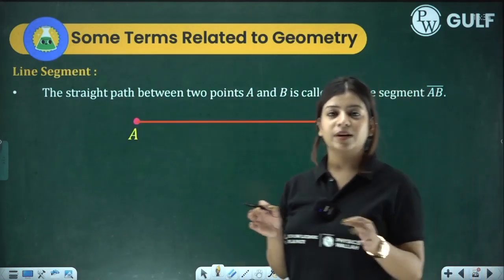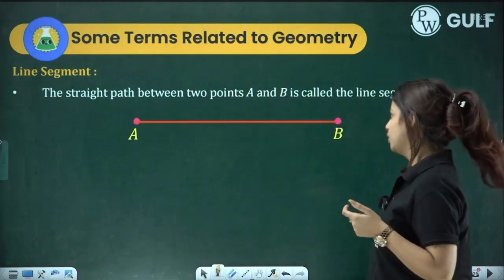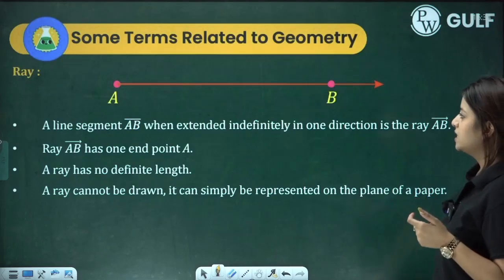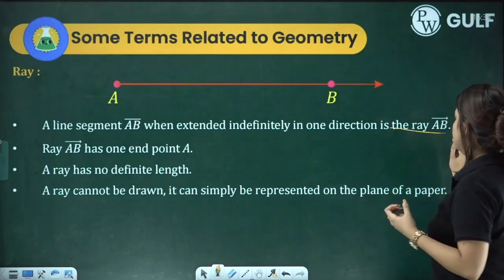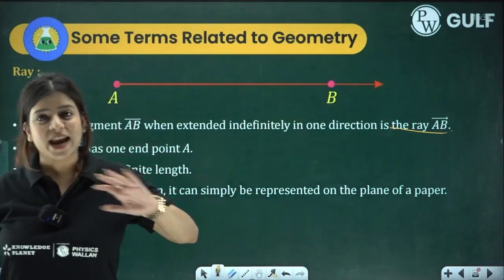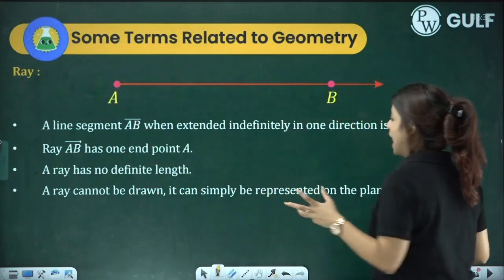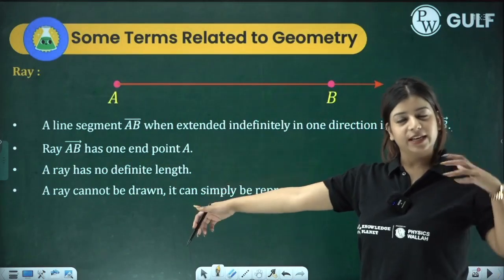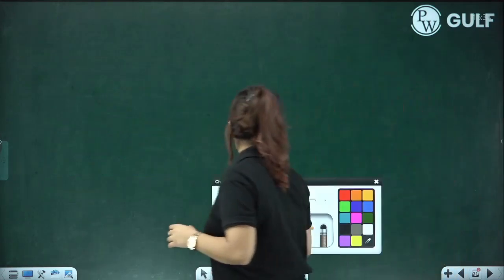So a line segment is a fixed length, a part of a line, and a straight line between two definite points. The next we have is a line segment AB when extended indefinitely in one direction is called a ray. So when a line segment is extended in one direction, it is called a ray. A ray has no definite length, of course, because we can totally relate it with sun rays.